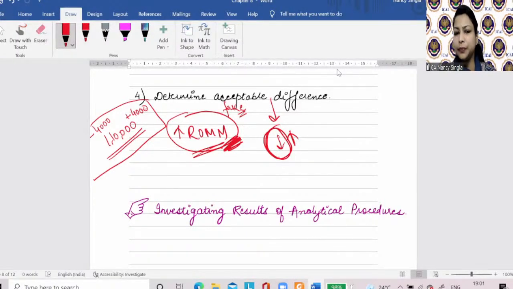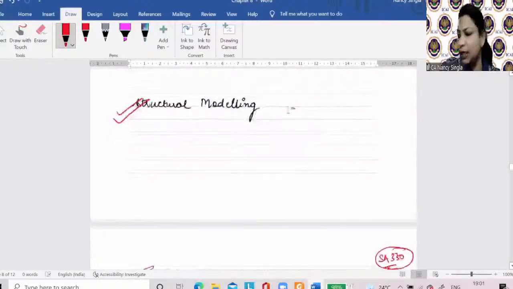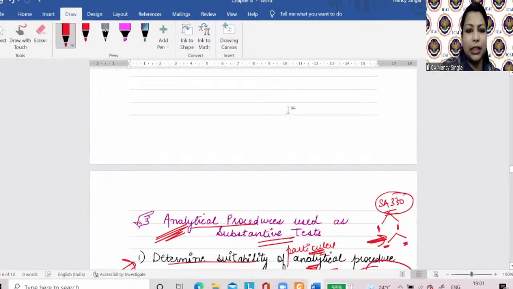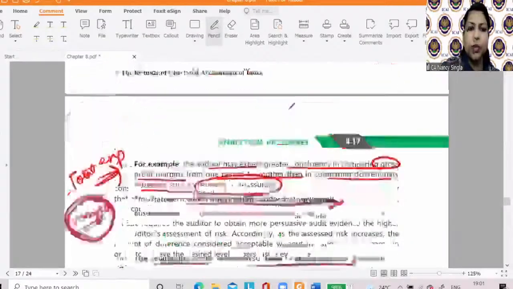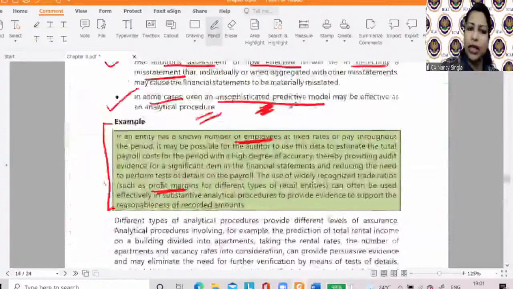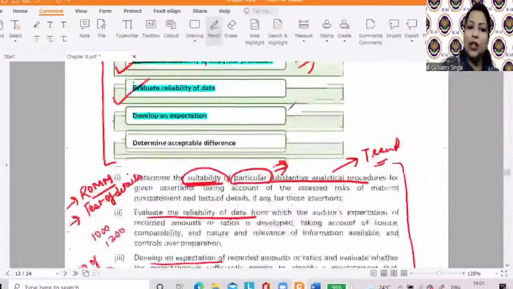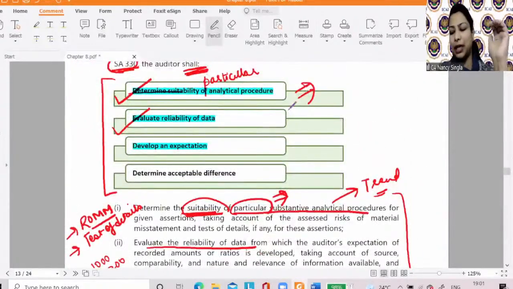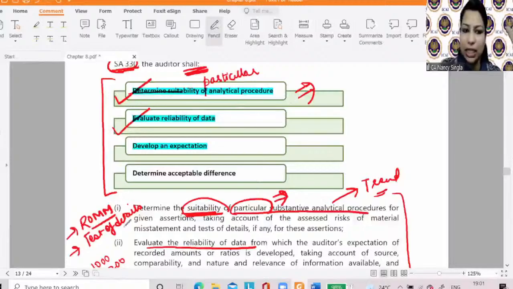So with this we have done 4 points, but there was a query of a student with respect to the second point, which I'll be repeating again. Developing an expectation, the second point. So I'll repeat this topic, and Sandeep, I'll be repeating this point. What we have done in this topic is that the auditor has decided that he is going to apply substantive analytical procedure. Now what all shall he consider?